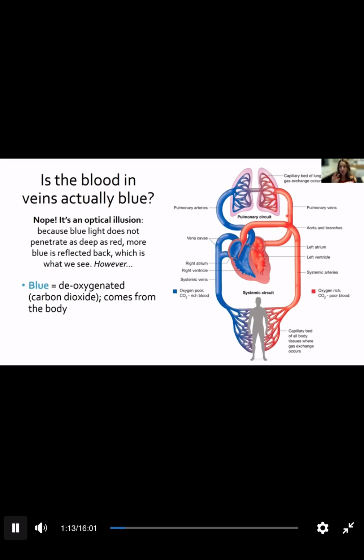In these diagrams, blue is depicted as deoxygenated blood, or blood that's carrying carbon dioxide, and that is coming from the body where it has deposited the oxygen for tissues. Red is depicted as oxygenated blood, and that comes from the lung where that blood is picking up oxygen. So just keep in mind, there's no blue blood, at least in mammals. There are actually some, like mollusks, where squid have blue blood. We'll talk about that potentially on Monday.